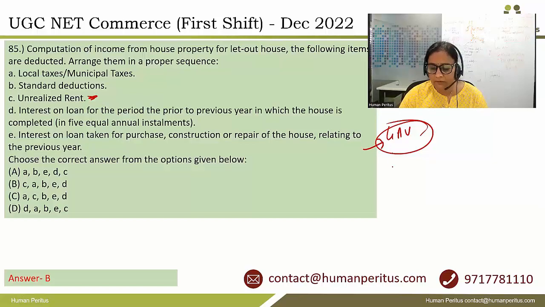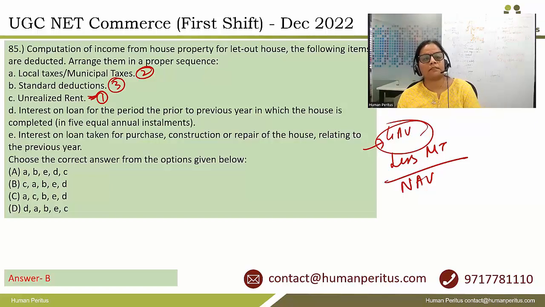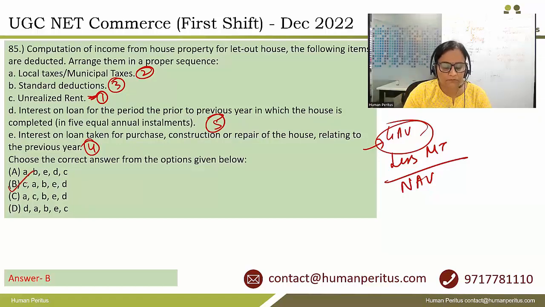From GAV, if we deduct municipal taxes, then we arrive at NAV, right? Then we have to make the deductions under section 24, that is standard deduction. And then there is a deduction on account of interest on borrowed capital, which belongs to the previous year, that has to be deducted first, and which belongs to the period prior to the previous year, that has to be deducted later. So accordingly the sequence is B.